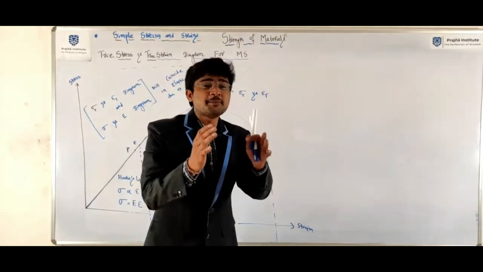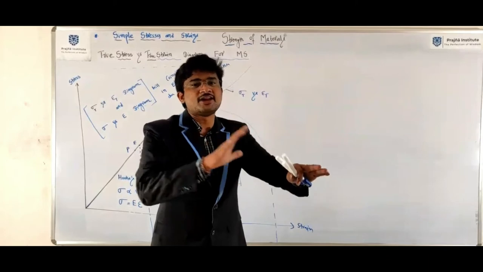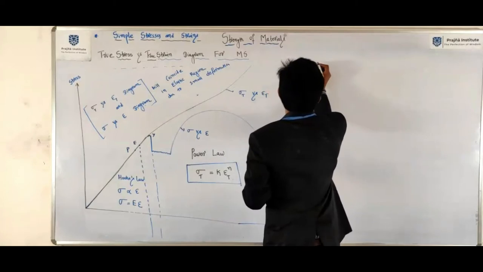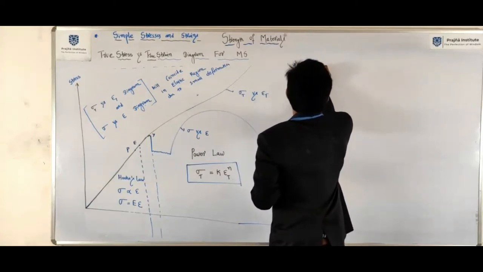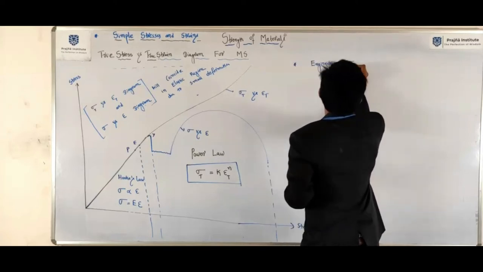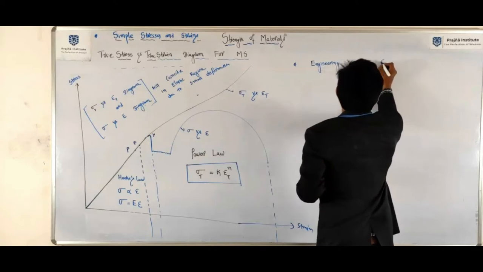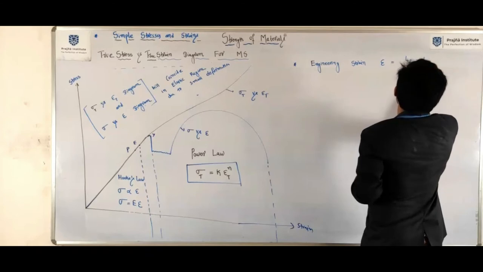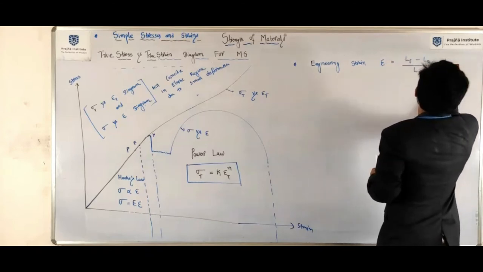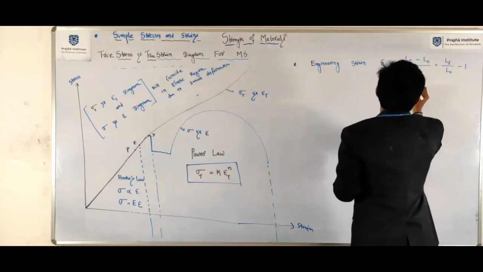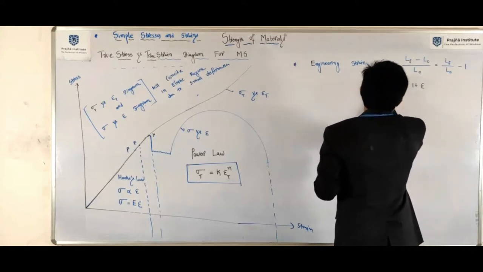Now we need to build the relationship between true values and engineering values. First, focus on the engineering strain. Engineering strain epsilon is equal to L final minus L original by L original, which is L final by L original minus 1. So L final by L original is equal to 1 plus epsilon.